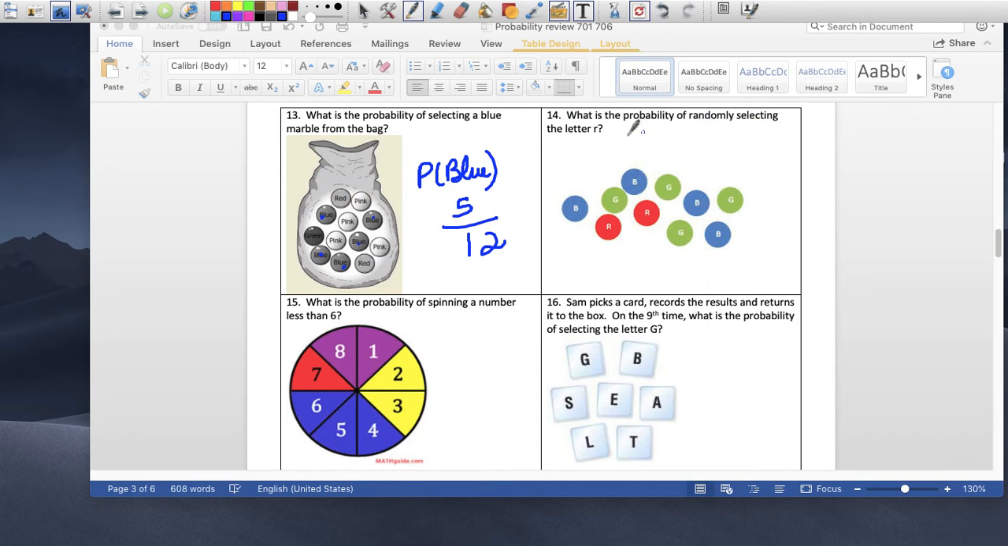What's the probability of randomly selecting the letter R? Well, is there a letter R here? Well, yes, there is. So the P of R, well, there's 1, 2, 3, 4, 5, 6, 7, 8, 9, 10. 10 letters. And the probability of getting an R is 2 out of 10, or 1 out of 5, or if you change that to percent, 20%.